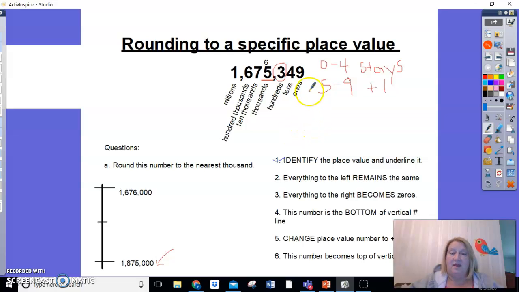I can do that with any place value. I could erase these and I could pick the 3 and round it to the nearest hundreds. I could round it to the nearest 100,000s, any of these, and I would follow the same procedure. So just watch the video again if you need more help, because it's the same no matter what place value you are rounding to. So this has been a short, quick video on rounding to a specific place value.